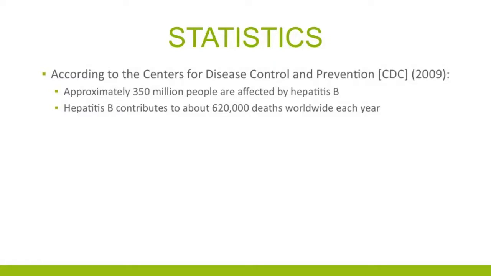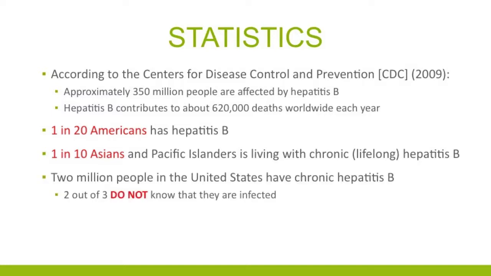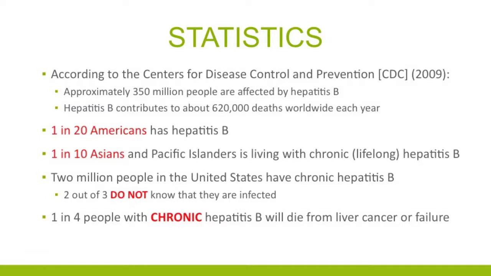Worldwide, 350 million people are affected by hepatitis B, and it causes approximately 620,000 deaths each year. 1 in 20 Americans have hepatitis B, and 1 in 10 Asians and Pacific Islanders in America are living with chronic hepatitis B. In addition, 2 million people in the United States have chronic hepatitis B, and 2 out of 3 of these people do not know that they are infected. 1 in 4 individuals with chronic hepatitis B will die from liver cancer or liver failure.